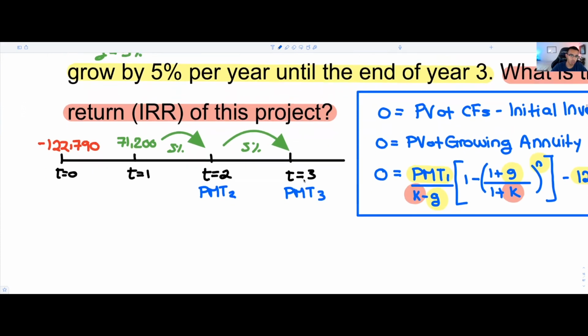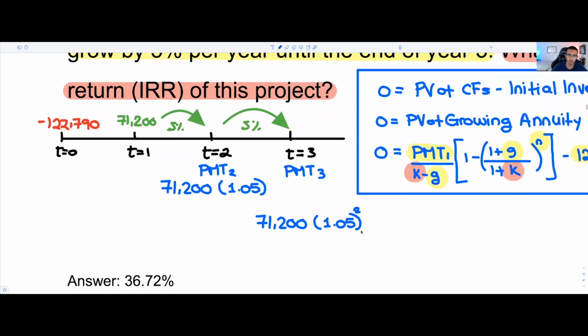So what you're going to do is simple. For payment 2, you're just going to do 71,200 times 1.05. And that's how you're going to find payment 2, right? And that's what we're going to plug in within our CF function later, so within our calculator. And I guess we'll copy this and we'll put it right below. And for payment 3, you're just going to do that to the power of 2. That's what you're going to plug in within your calculator, okay? So I'll show you how we go about this in a second.